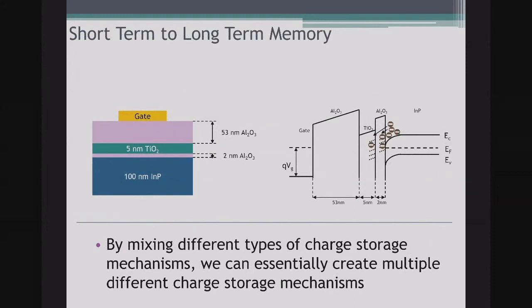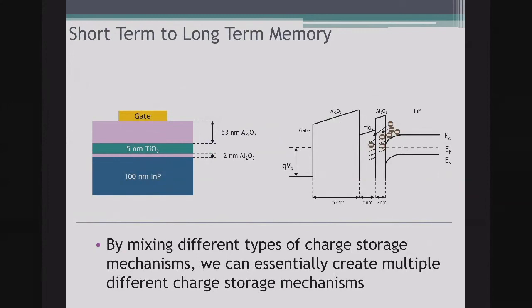So I can take charge from my indium phosphide and put it in this first charge trap that decays in the course of a few seconds. And then if another pulse comes in, it moves into this next charge trap, which also decays in tens of seconds. The next one also decays. But if there's another one, it actually goes into this long-term trap, and it hangs out there for whatever time we've engineered it for.